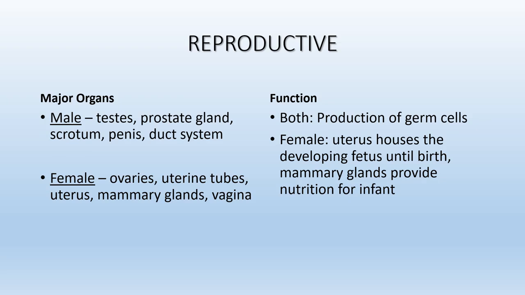And then finally, you have the reproductive systems. In the males, you have the testes, the prostate gland, the scrotum, the penis, the duct system. In the female, you're going to have the ovaries, the uterine tubes, the uterus, mammary glands, and vagina. For both of them, the function is the production of what we call the germ cells, the gametes: the sperm for the males, and the ova or egg for females. And then in females, the uterus is what helps to house a developing fetus and nourish that fetus until birth.